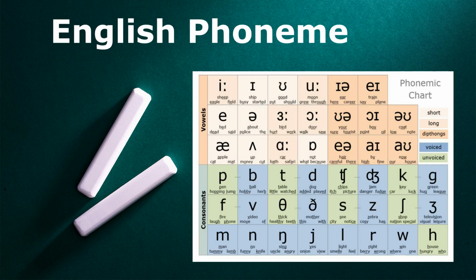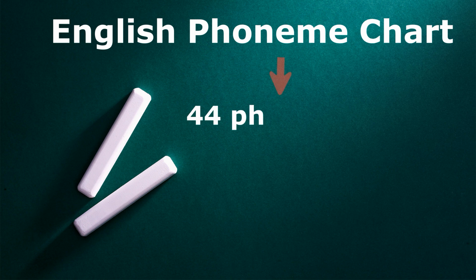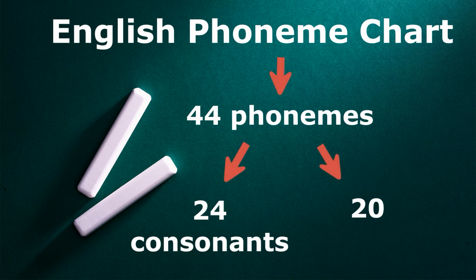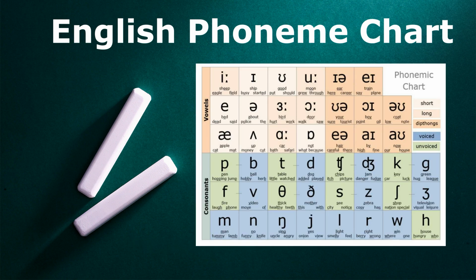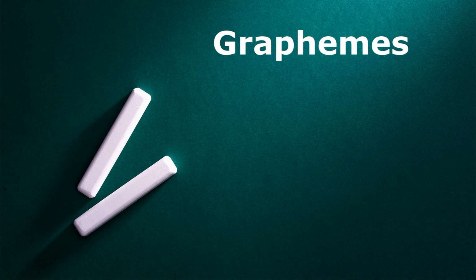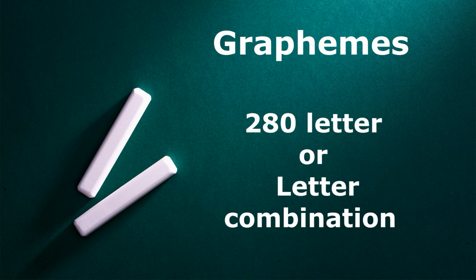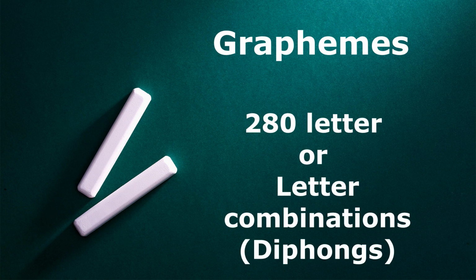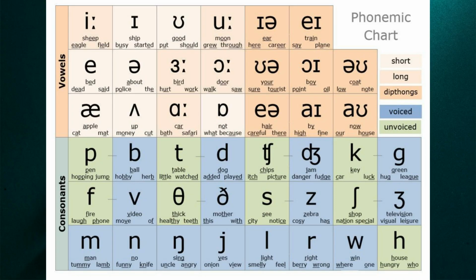The English phoneme chart has 44 phonemes, which are divided into 24 consonants and 20 vowels, represented by the unique symbols assigned by the IPA, which in turn form over 280 letter or letter combinations, that is diphthongs, called graphemes. Most letters therefore never make just one sound, and that sound can be made by more than one letter, that is, as a letter combination.